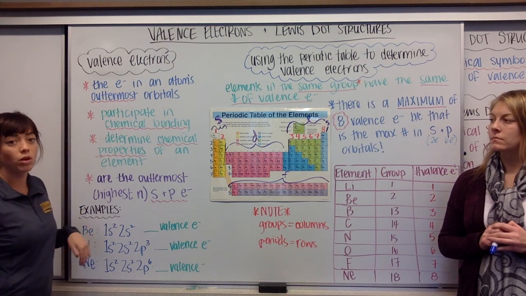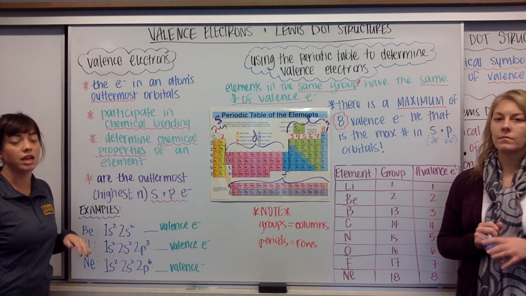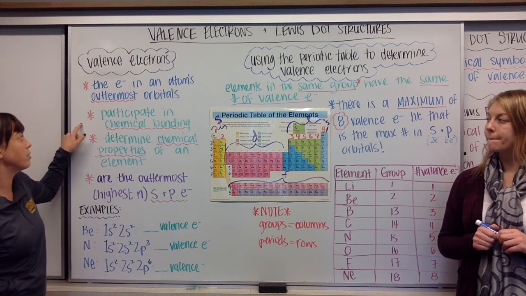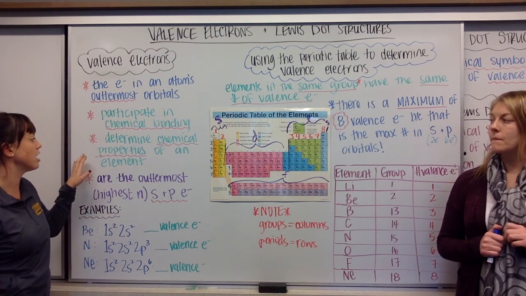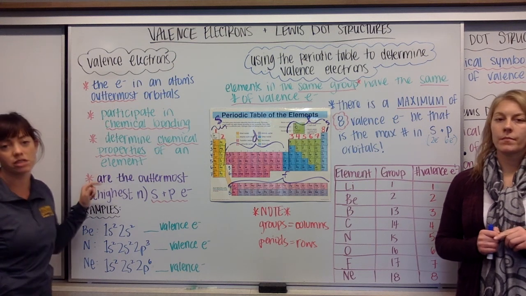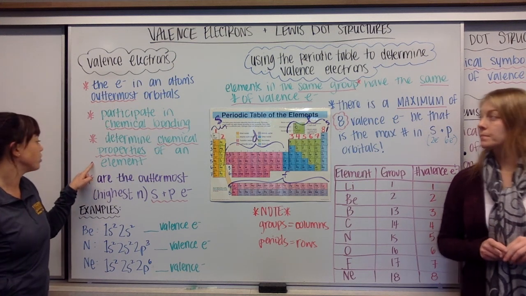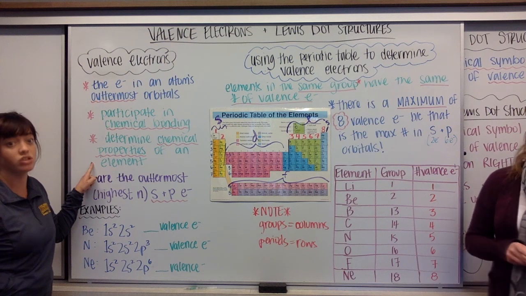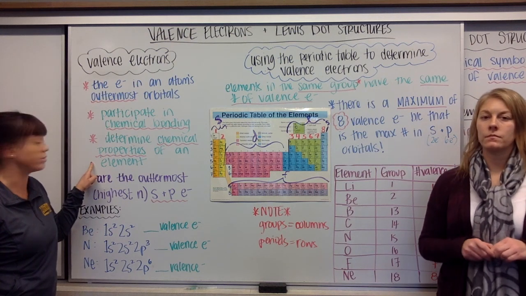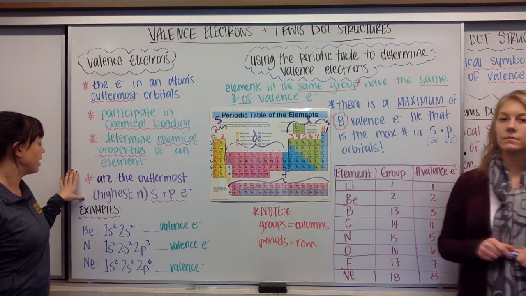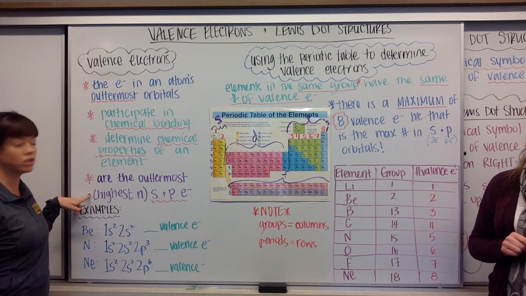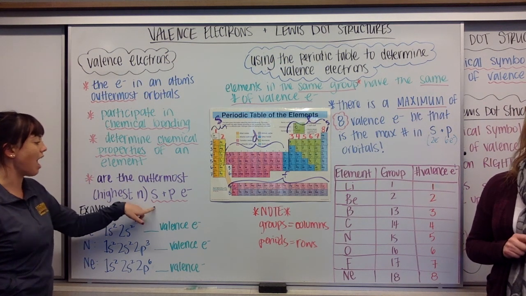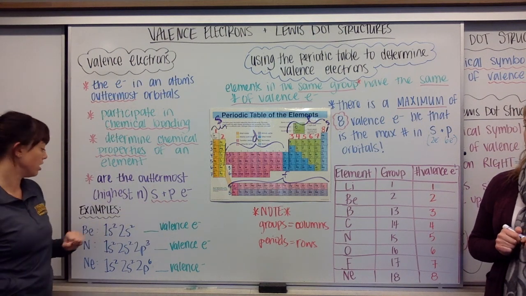Valence electrons are important to us in chemistry because they determine when an element or an atom is going to participate in chemical bonding, and they tell us the chemical properties of that element. So basically the whole rest of the year has to do with electrons and how they interact with each other. And like I said, they're the outermost or highest principal energy level S and P electrons.